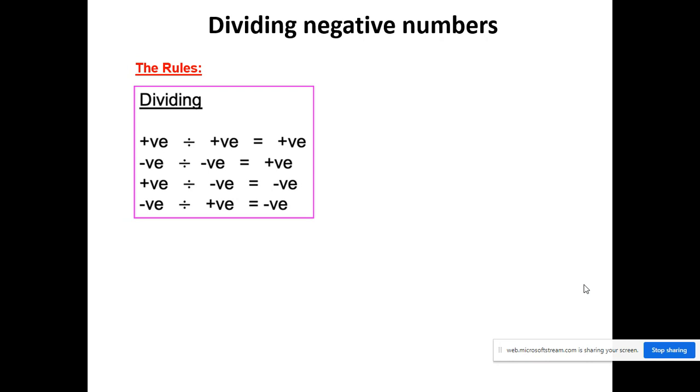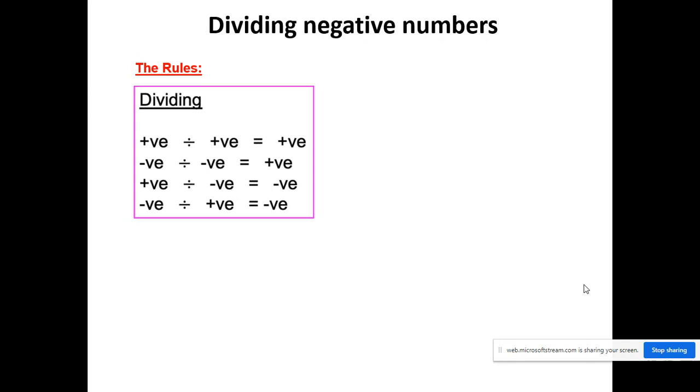The next rule when dividing negative numbers is if you divide a negative number by a negative number, you're going to get a positive answer. Okay? Write this down. You need to memorize this. So a negative divided by a negative gives me a positive.